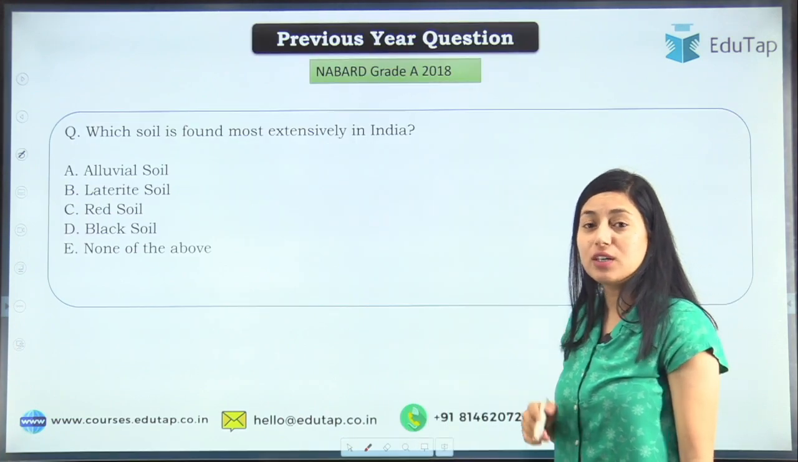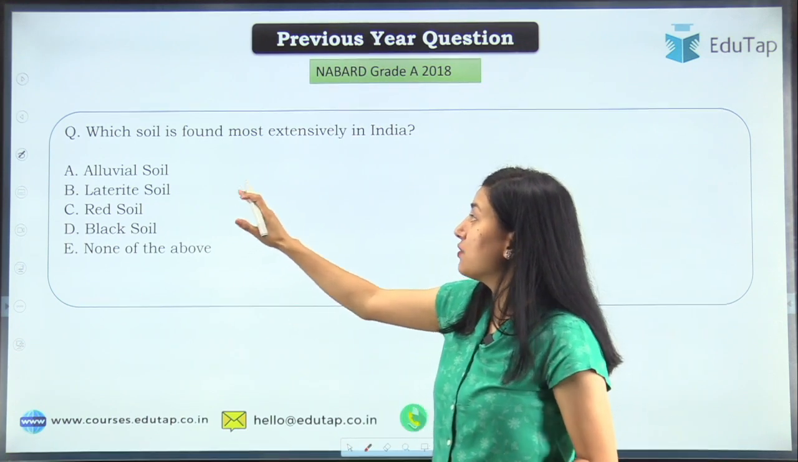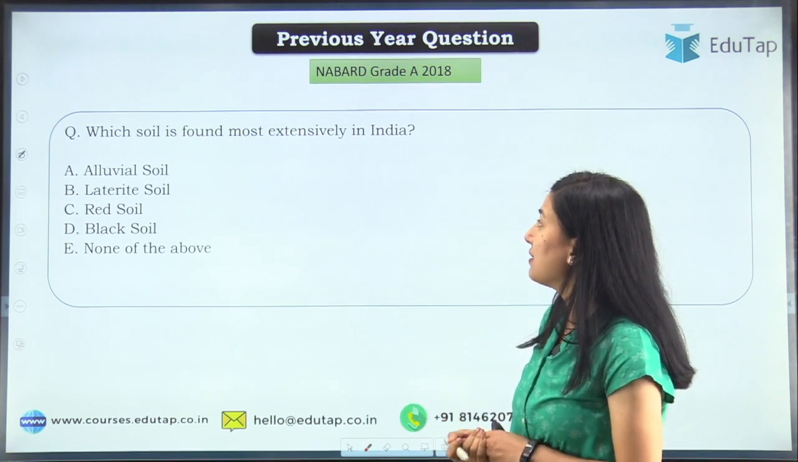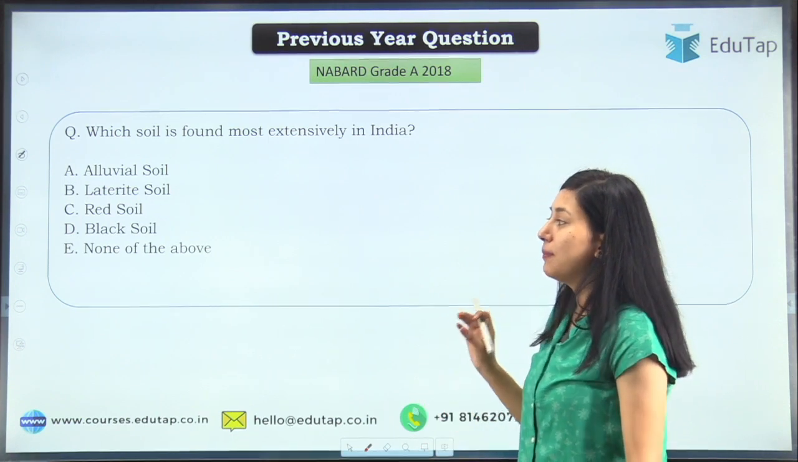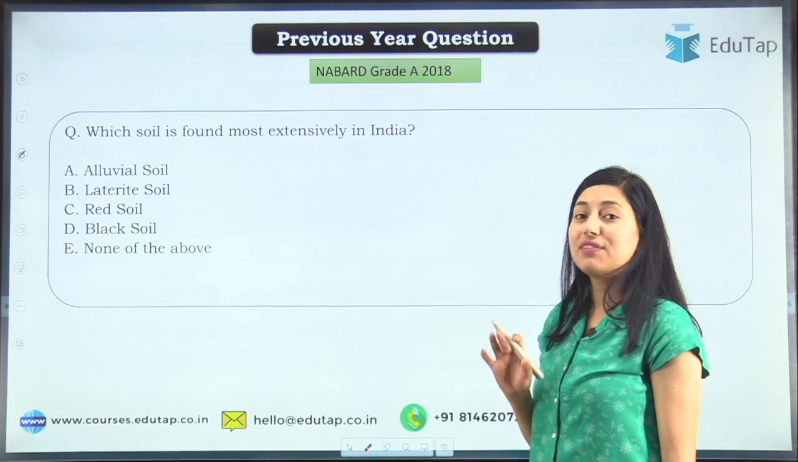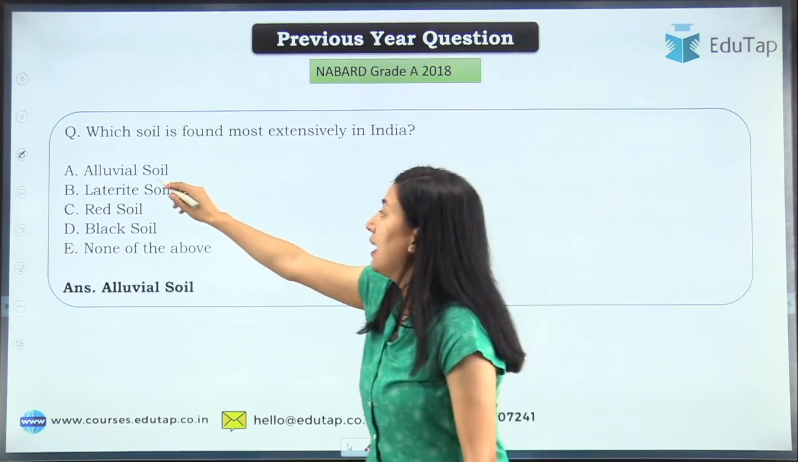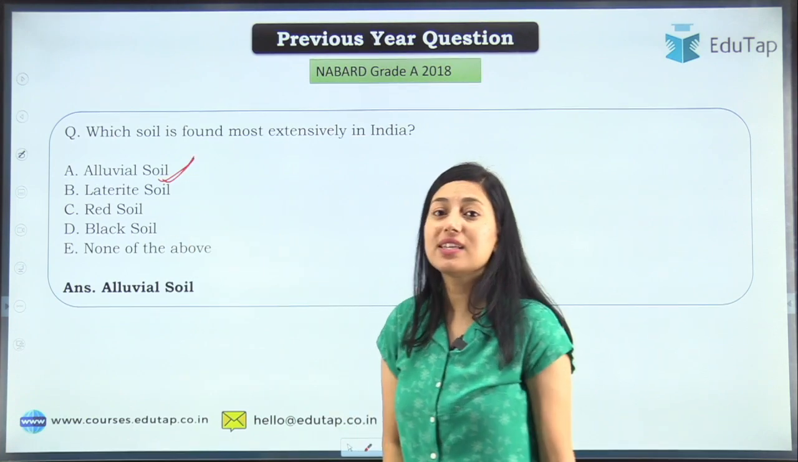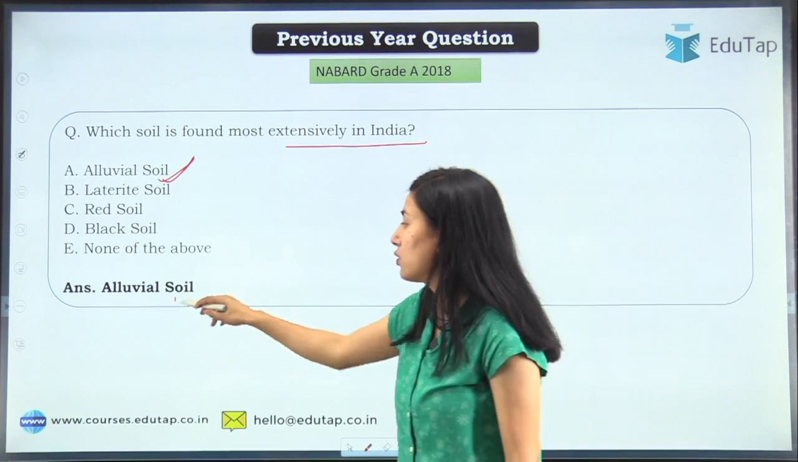Now moving on to the questions based on this concept which I have discussed. See, first question is, which soil is found most extensively in India? Your options are alluvial soil, laterite soil, red soil, black soil, none of the above. Students, we have discussed that the highest area in India is of alluvial soil. Your largest group is alluvial soil. So most extensively in India, alluvial soils are found.